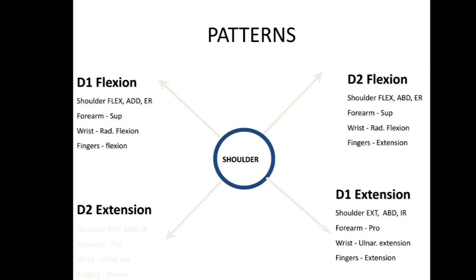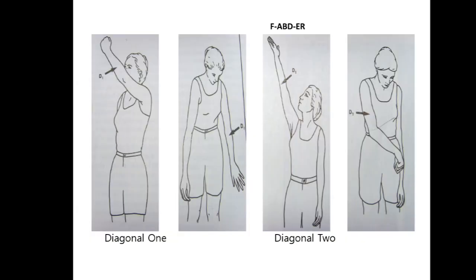Next we have the D2 extension. In D2 extension we have shoulder extension, adduction, internal rotation, forearm pronation, wrist ulnar deviation and extension and finger flexion. In figure 1, there is diagonal 1 and diagonal 2. In these 4 figures we can see how the PNF pattern is performed with the shoulder joint.